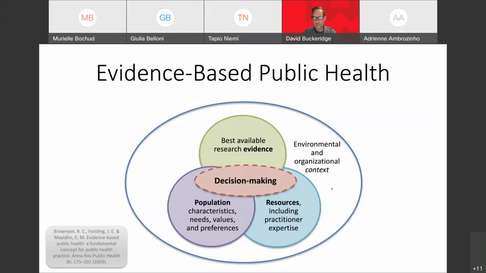best decisions in public health, then you need to bring together three different things: information about a population for which you're responsible, so characteristics, needs, values, preference of that population; evidence, and I'll get more into what I mean exactly by that, but the best available research evidence that relates to the decision you're trying to make; and then resources, including the expertise of the practitioner or others involved, and all that, of course, happens within an organizational context.